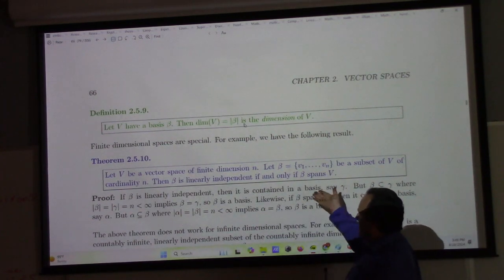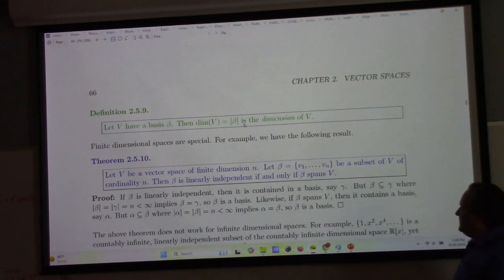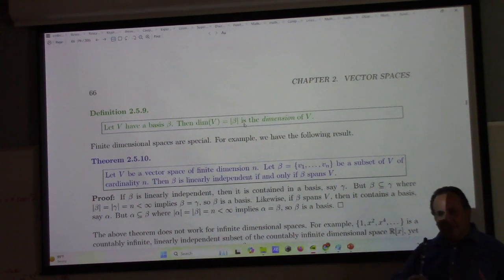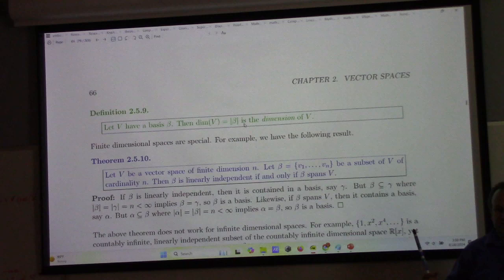If V is a vector space of finite dimension n, and you have a subset beta with n vectors in it, then beta is linearly independent if and only if beta spans V. In the finite dimensional context, linear independence of n vectors is equivalent to the spanning of n vectors. So if we already know we're in an n-dimensional context, it suffices to check either spanning or independence to prove basis. But this only works in finite dimensions.